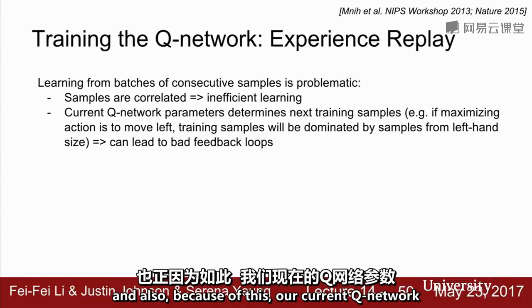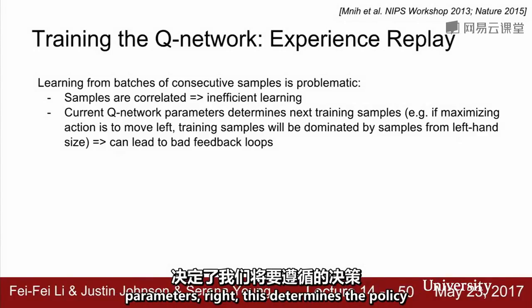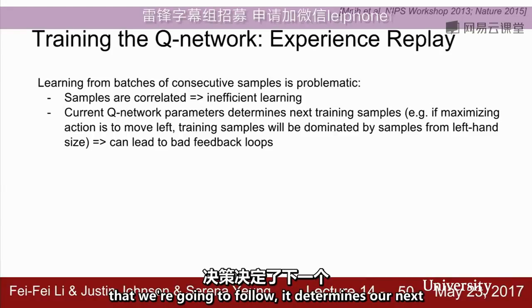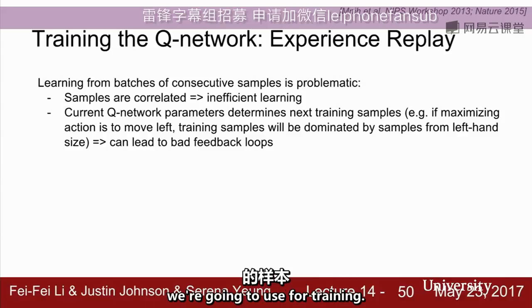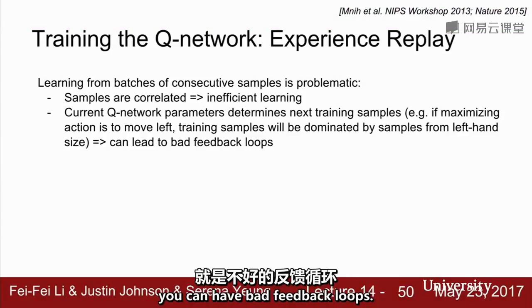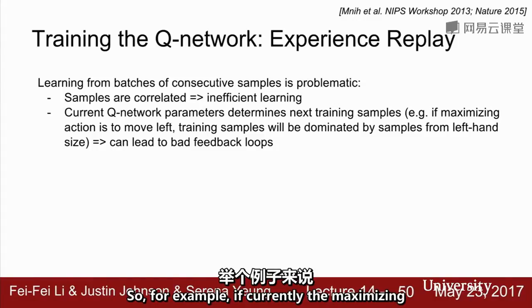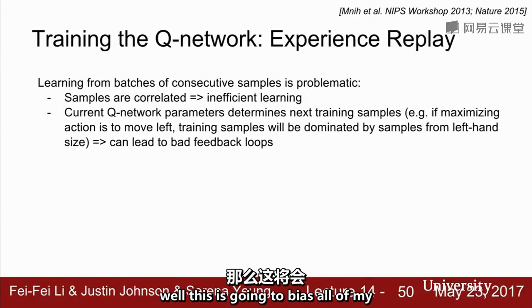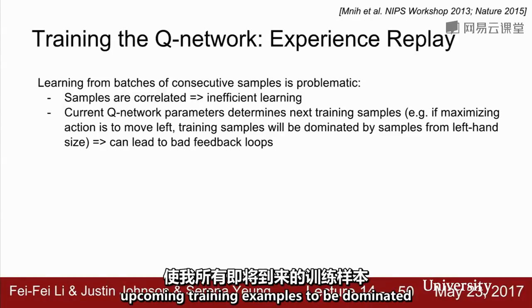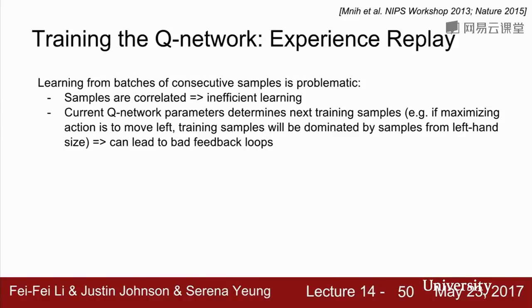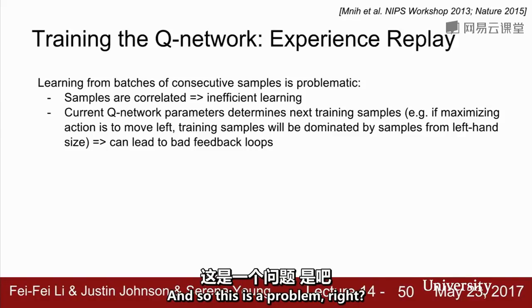And also, because of this, our current Q network parameters determine the policy that we're going to follow. It determines our next samples that we're going to use for training. And so this leads to problems where you can have bad feedback loops. So for example, if currently the maximizing action is to take left, this is going to bias all of my upcoming training examples to be dominated by samples from the left-hand side. And so this is a problem, right?